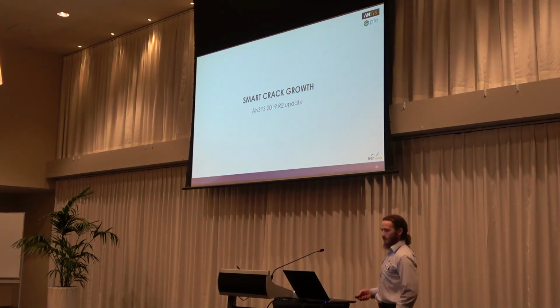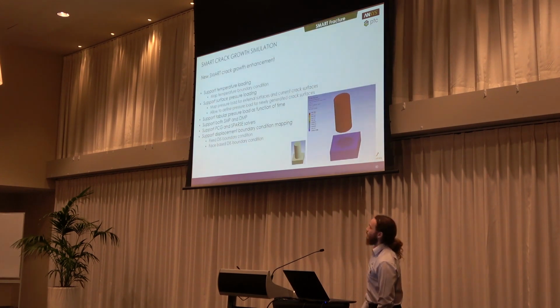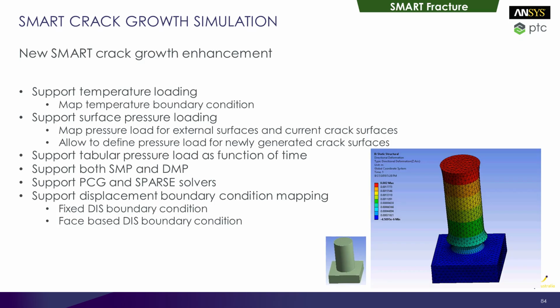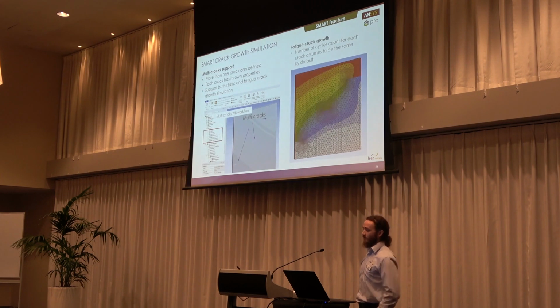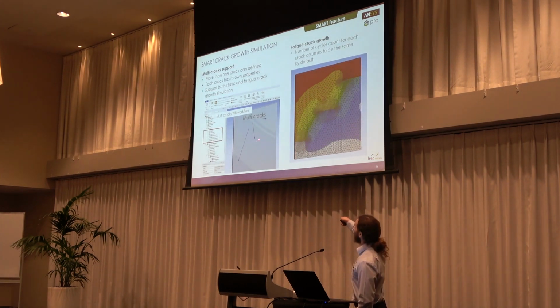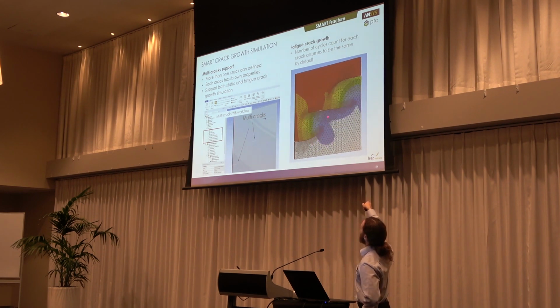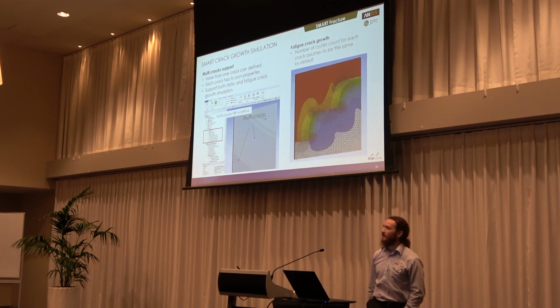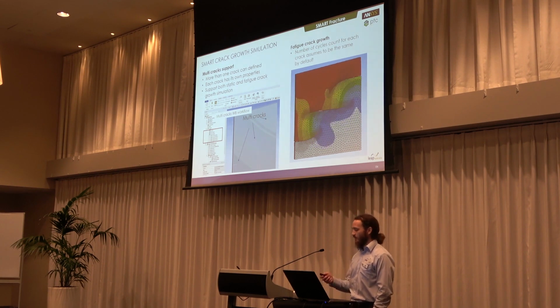Right. Smart crack growth. This supports a few new features now. I showed this in the 19 seminar. It's basically using remeshing to simulate crack propagation. It supports temperature loading, surface pressure loading, and multiple cracks as well. So you can see we have multiple cracks, and as we load up our body, you can see the cracks propagating and all the remeshing occurring at the crack tips. Eventually these cracks coalesce and meet each other. So yeah, we can simulate multiple cracks with the smart method now.